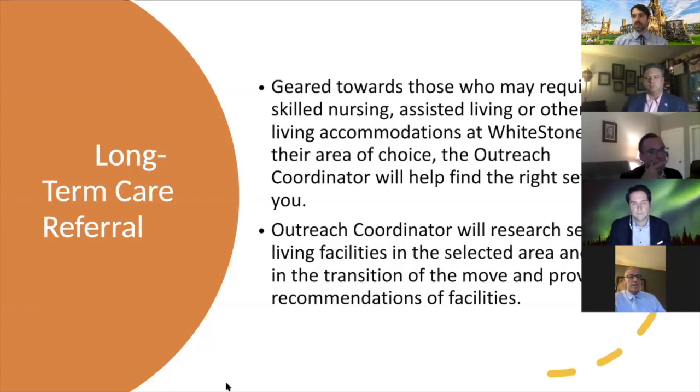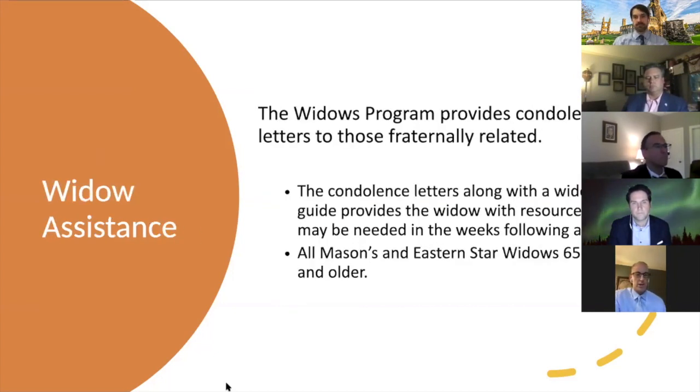And then last but not least, next slide, is widow assistance. So we reach out to widows. We let them know that the outreach program is there to help them if they ever need the help, just to support them. Sometimes, when they lose a lifelong partner like that, they're lost. And sometimes that lifelong partner may have, for example, handled all the bills. We can help them through a lot of different scenarios. So the outreach coordinator reaches out to widows across the state of North Carolina to see where we can help.